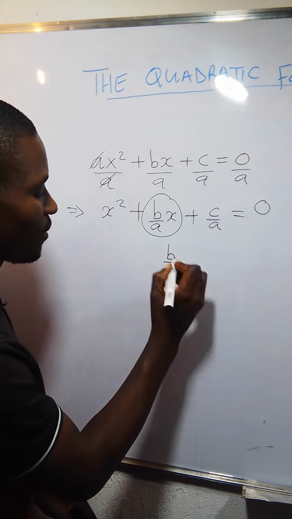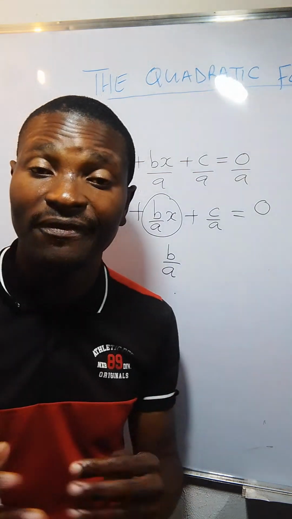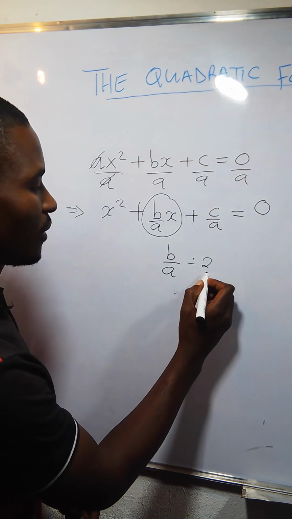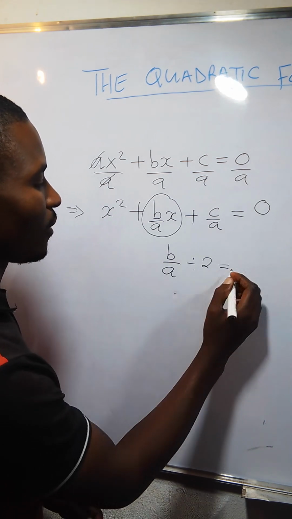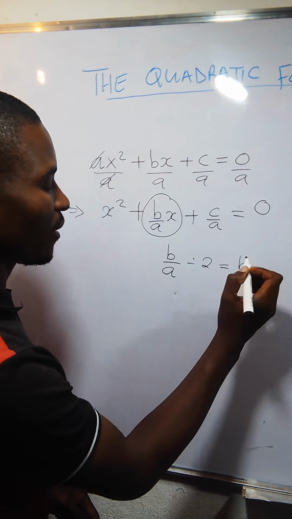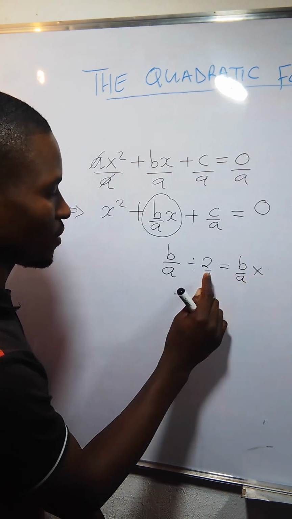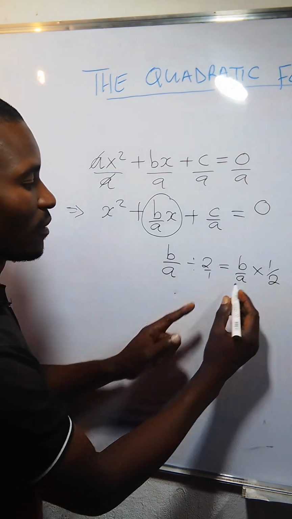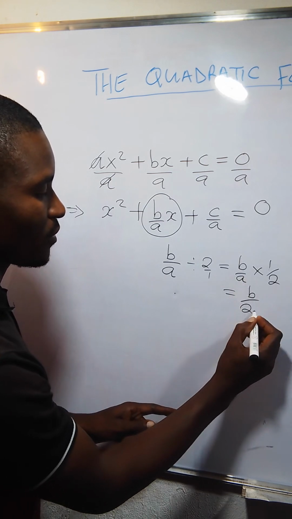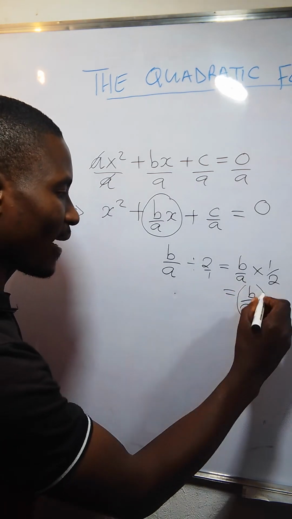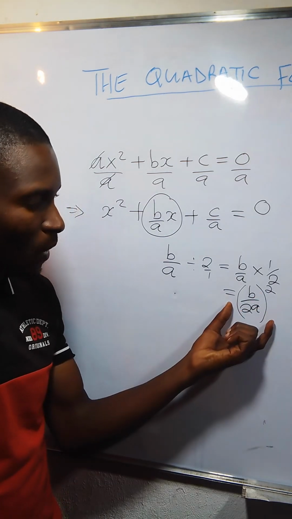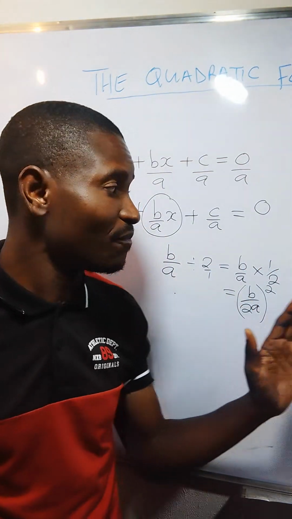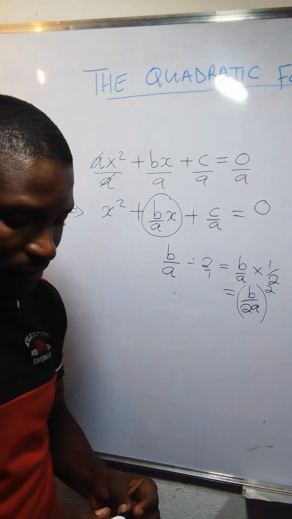So half of this, at least half, so I'm going to divide by 2. So half, this is obviously going to be b over a. Then multiply by, because I'm going to flip this one, so it's going to be like this. And then this is going to be b over 2a. And now I square this part, and then I add it to both sides of the equation, and then let us see how we go from there.